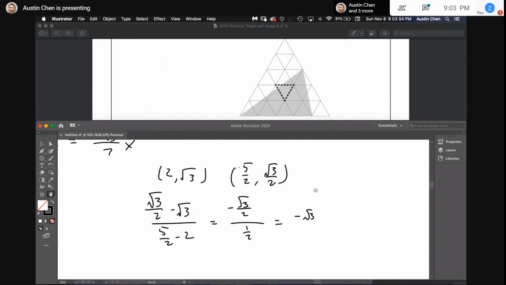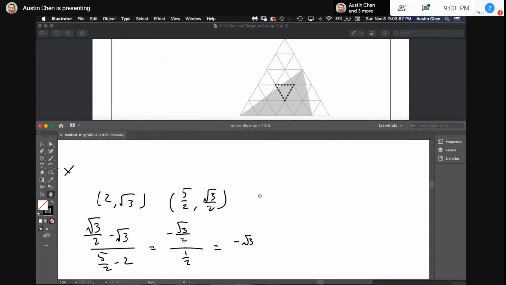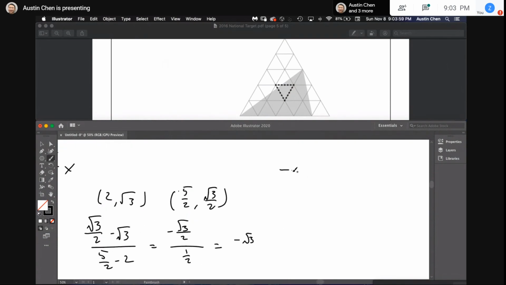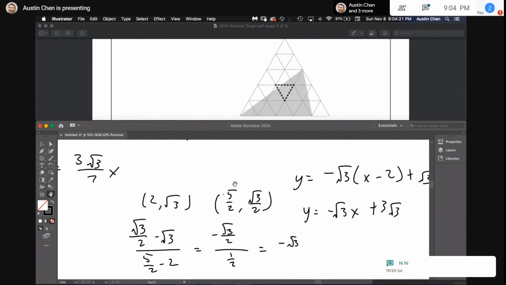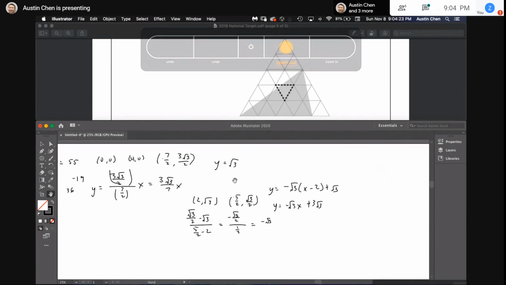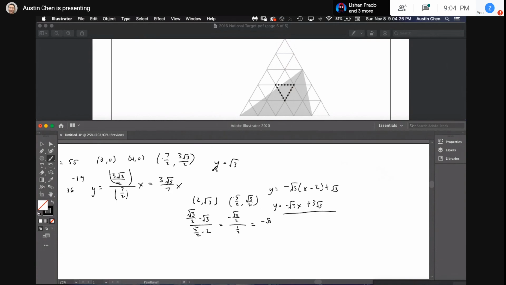And then we use the point-slope formula to find the rest of the equation. So we're going to have negative root 3 times (x minus 2) plus root 3. So this is our equation, and this is what? Negative root 3 x, and then we have plus 2 root 3 plus root 3, so it's plus 3 root 3. Okay. And then what are our equations? We have this right here, and this right here.